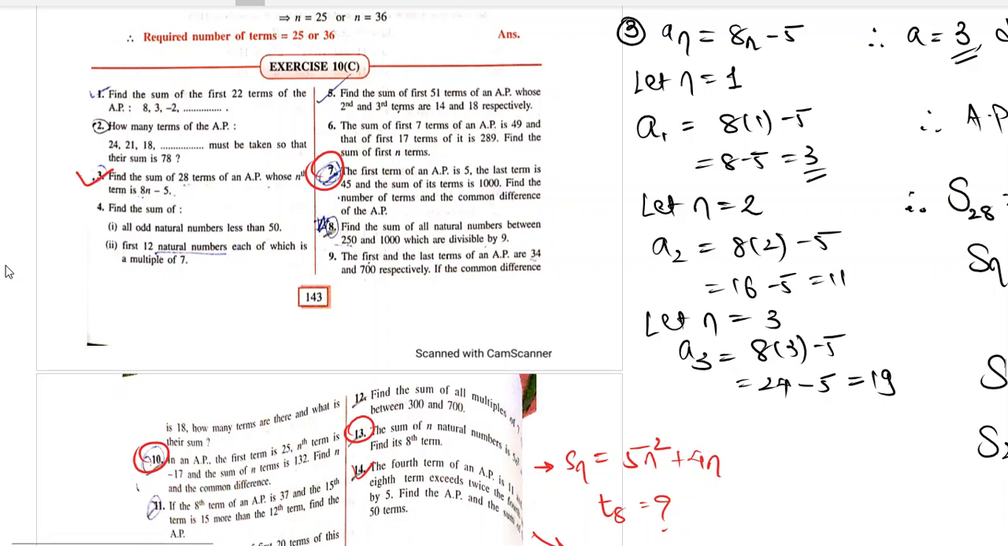Seventh question. The first term of an AP is 5. The last term is 45, and the sum of its terms is 1000. Find the number of terms and the common difference of the AP. We can do this. First term 5, last term 45, and sum of n terms is 1000.